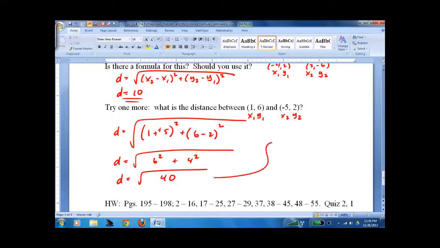So we get D equals square root of 40. And that's it. Good luck.